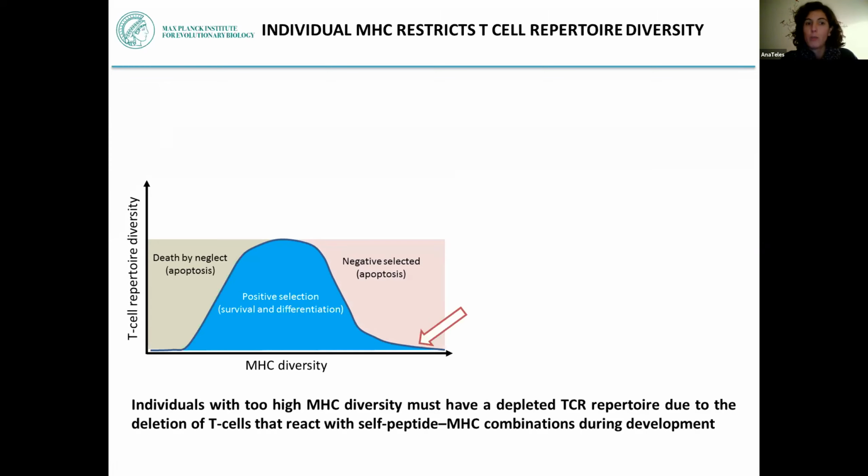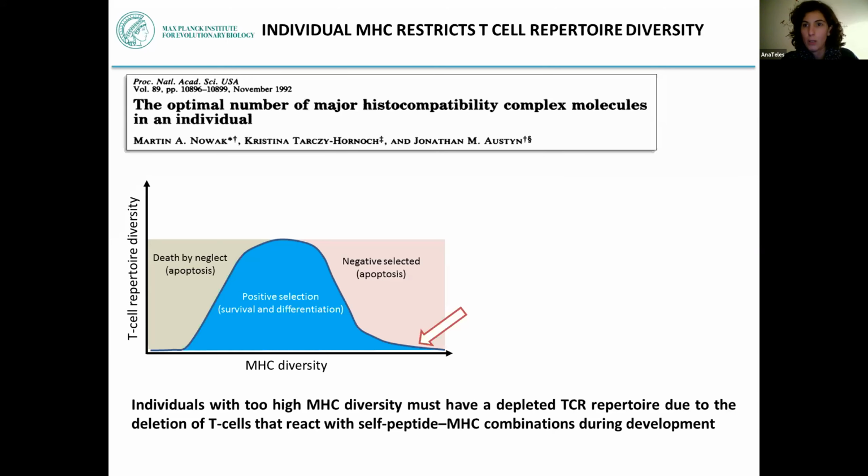Therefore, individuals with too high an MHC diversity must have a depleted TCR repertoire due to the deletion of T cells that react with self-MHC peptide combinations during development. And this is what we propose to test. This was already proposed in the 90s in a theoretical paper that proposed that the optimal number of MHC molecules in an individual is intermediary, and not higher or lower.